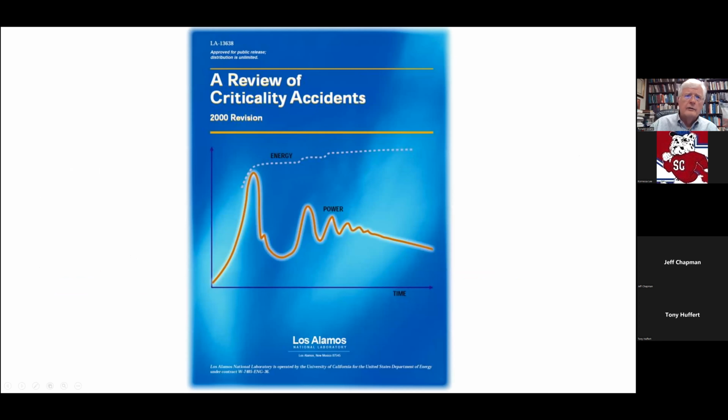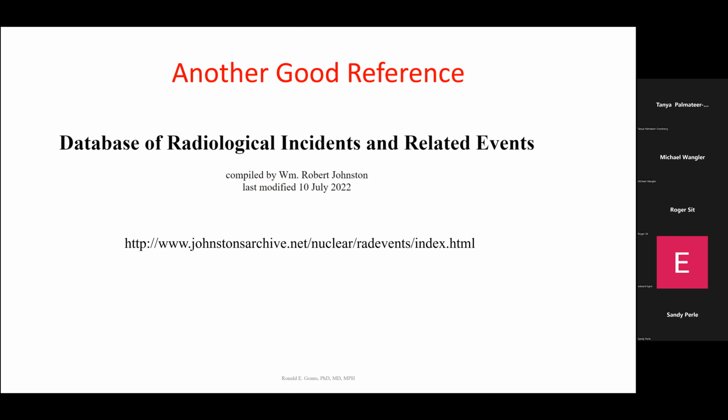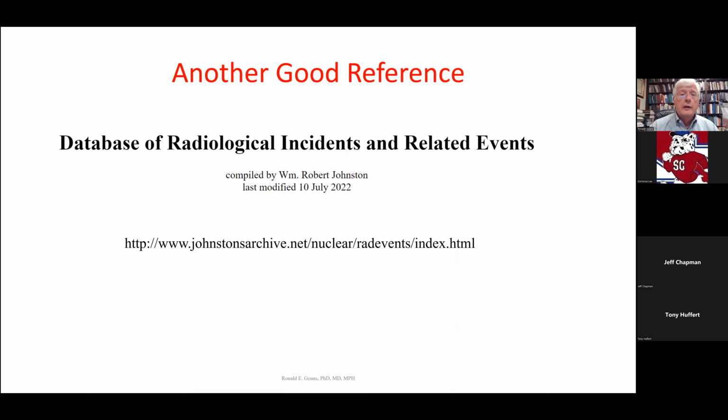I would point out a really good reference from Los Alamos, a review of criticality accidents. It's free, in PDF form, on the internet, and it was written by both U.S. and former Soviet Union scientists. So it has a description of accidents both in the U.S. and in the former Soviet Union. We don't really have much in the way of criticality accidents in China or in other countries. Another good reference that I have used a lot is William Robert Johnson's database of radiological incidents. This has a really good summary of health physics in all of these accidents.